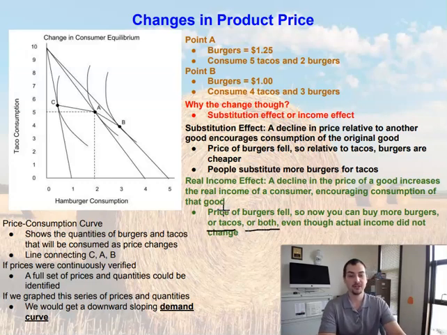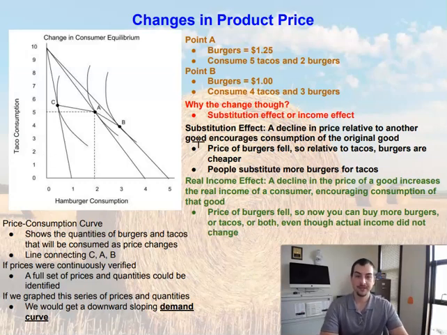So the real income effect basically says that a decline in the price of a good is going to allow you to buy more goods. Whereas the substitution effect says that if the price falls for a good, it's now relatively cheaper as you compare it to something else, leading you to buy more of those particular goods.